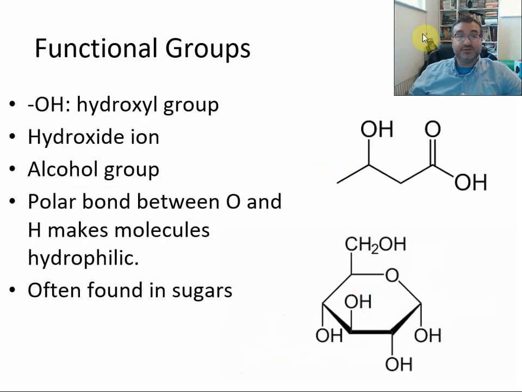Here's our first functional group. It's called OH. It's the hydroxyl group. By itself, OH would be called a hydroxide ion. Chemicals with OH groups on them can sometimes be called variations of alcohol. It can be called an alcohol group.